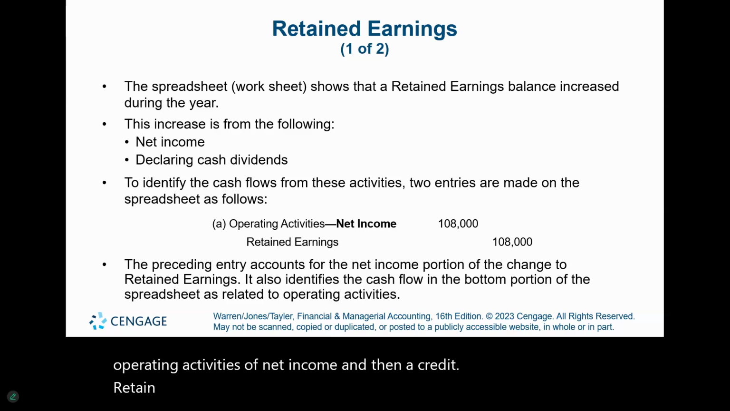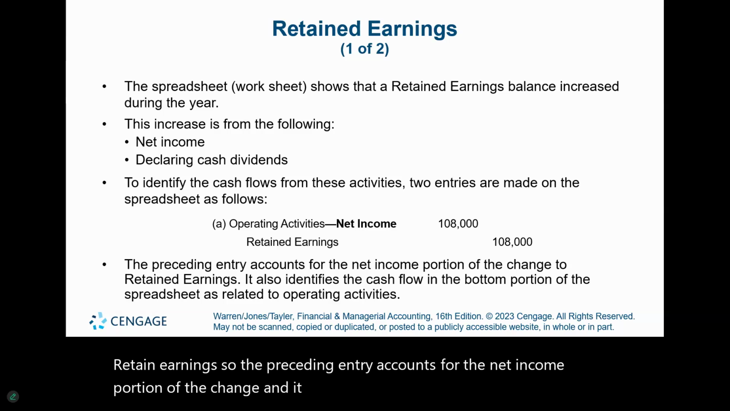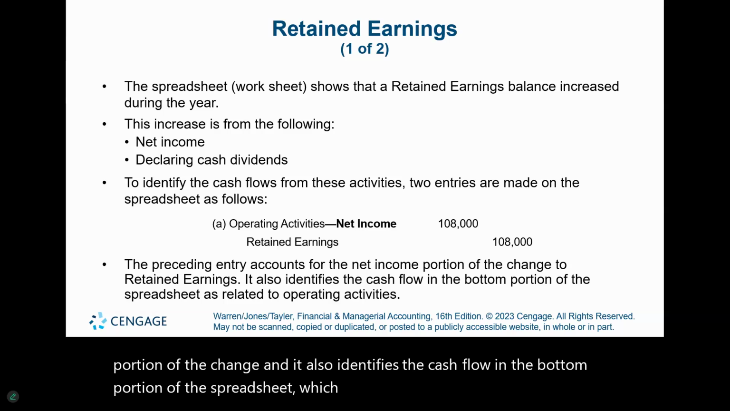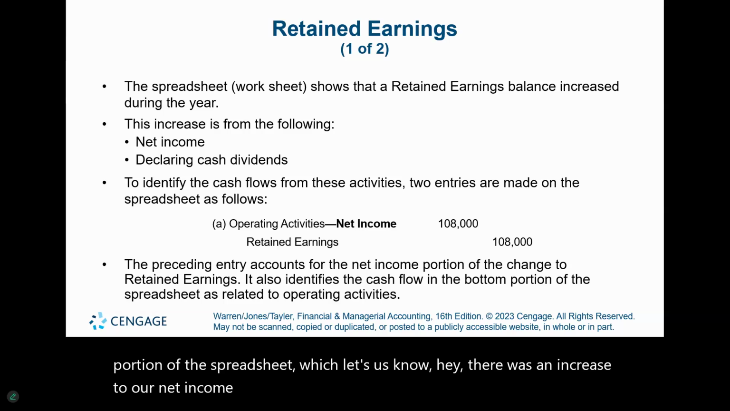So the preceding entry accounts for the net income portion of the change, and it also identifies the cash flow in the bottom portion of the spreadsheet, which lets us know, hey, there was an increase to our net income, and it ultimately was because of our operating activities.